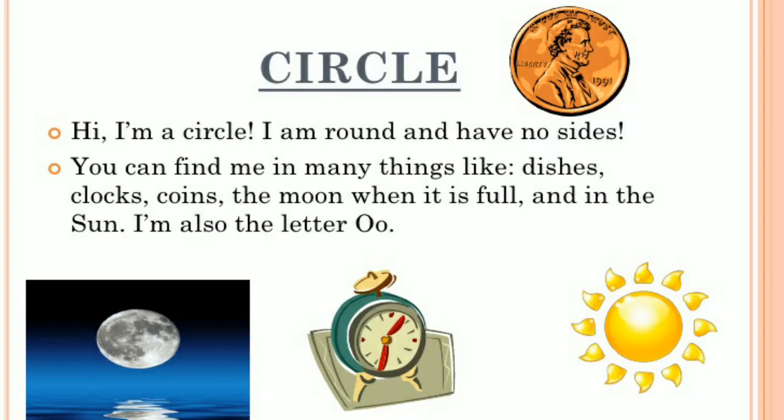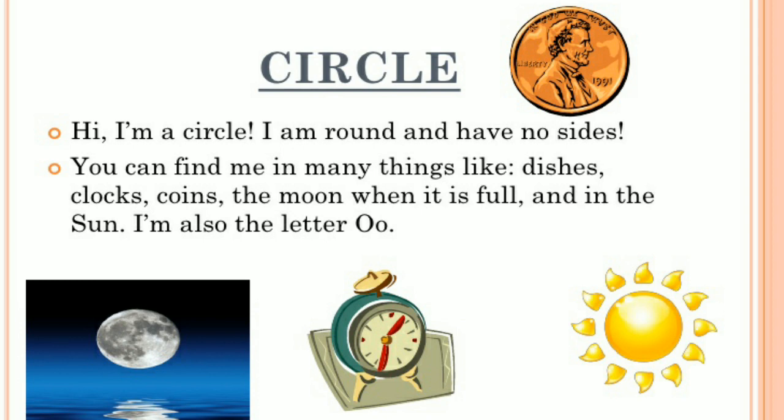Okay, now here we can find a circle. We can find circle shapes in the sun, watch, and moon also has a circle, coins. There are many types of shapes all around us, and circle. So, hi, I am a circle. I am round and have no sides.